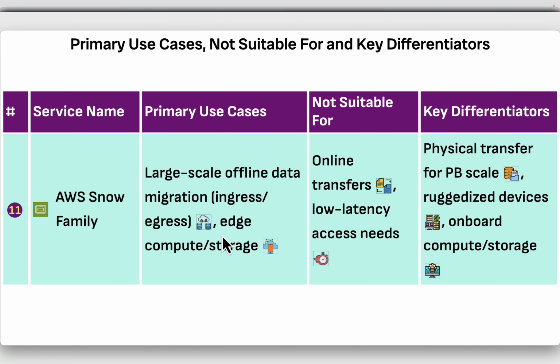Next, we have the AWS Snow Family. Primary use cases are large-scale offline data migration, both ingress and egress, and edge compute and storage. Not suitable for online transfers or low latency access needs. Key differentiators are physical transfer at petabyte scale, and it offers ruggedized devices with onboard compute and storage.